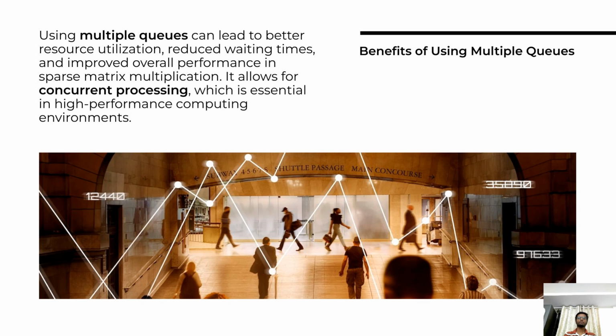Benefits of using multiple queues. Using multiple queues can lead to better resource utilization, reduce waiting times and improve overall performance in sparse matrix multiplication. It allows for concurrent processing, which is essential in high performance computing environments.